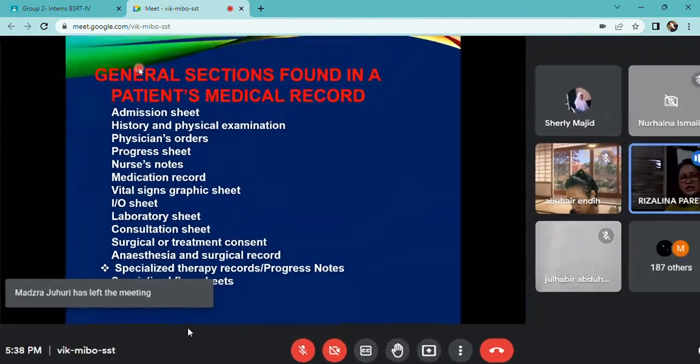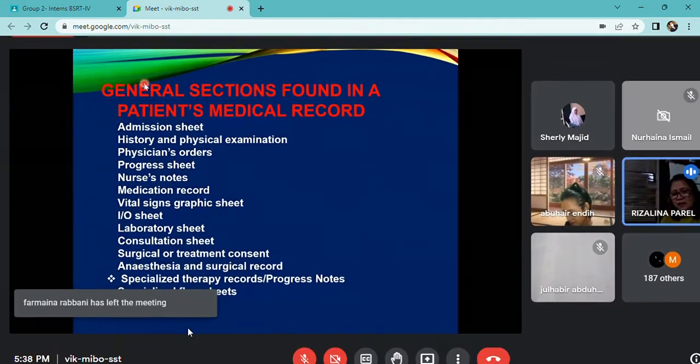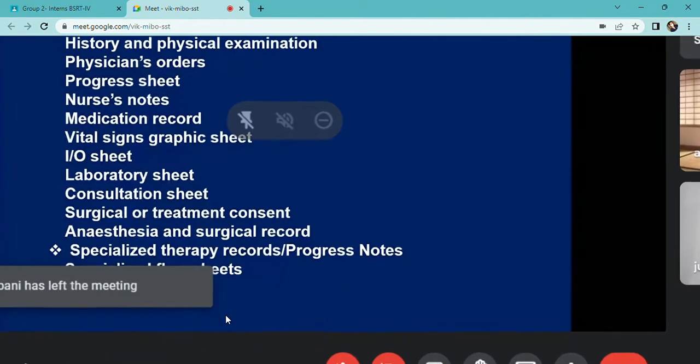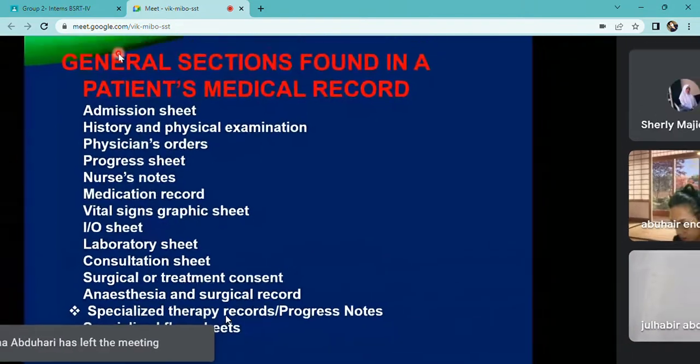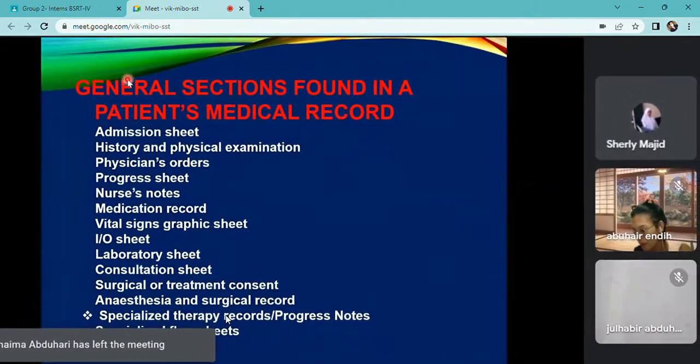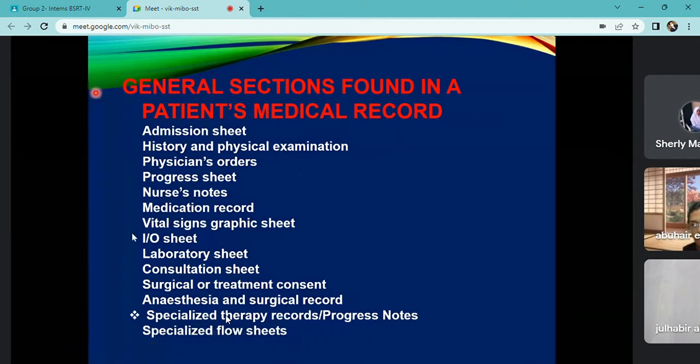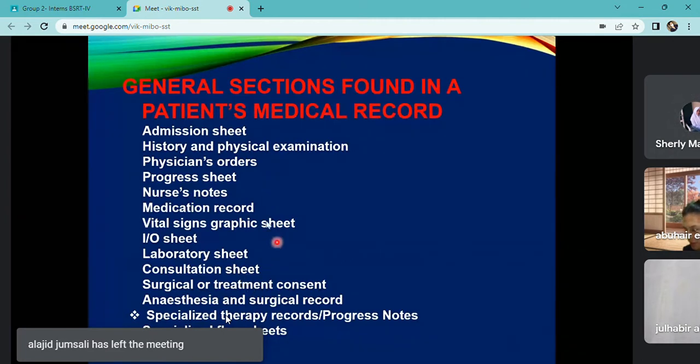We have also the nurse's notes, the medication record, the vital signs, graphic sheet, input and output sheet. We also have the laboratory sheet, consultation, surgical or treatment consent, anesthesia and surgical record, specialized therapy records or progress notes, and specialized flow sheets. Okay. So itong mga to, lahat yan nakikita dun sa medical chart.